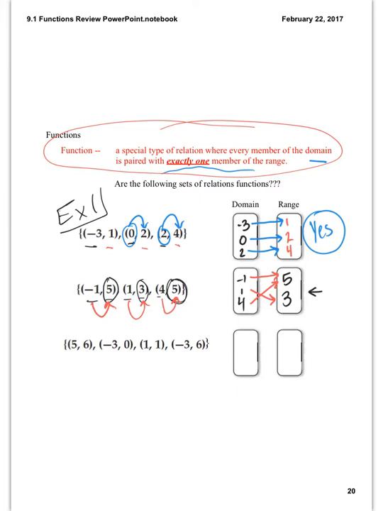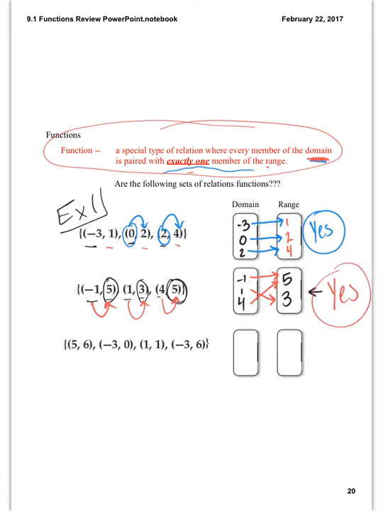Guess what? This is a function. The definition says that every piece of the domain pairs with exactly one member of the range. So if we look at the domain by itself, -1 only goes to one member of the range. 1 goes to only one member of the range. 4 goes to only one member of the range. So because all of these each go to one different select piece, then yes, this is a function.